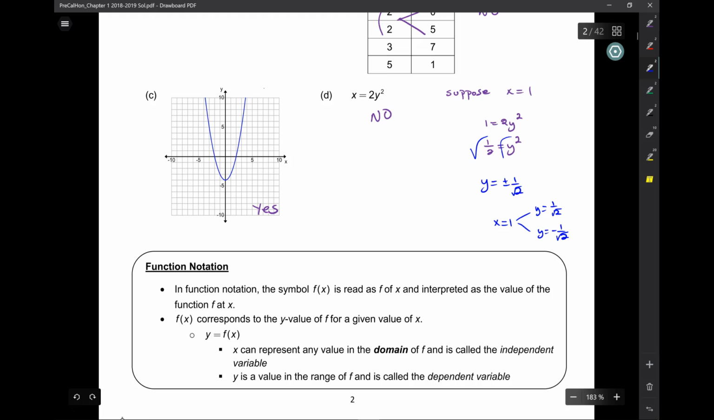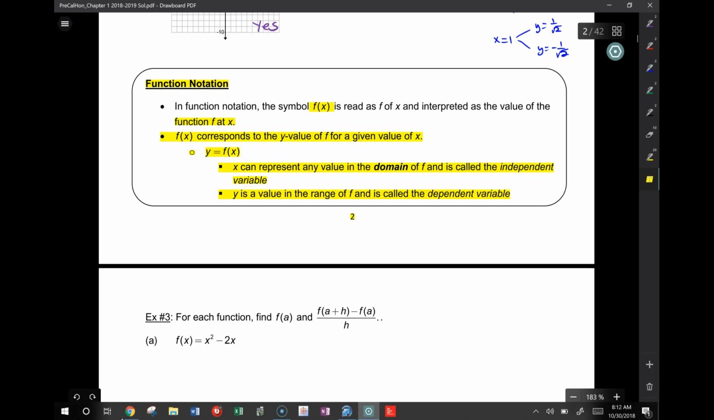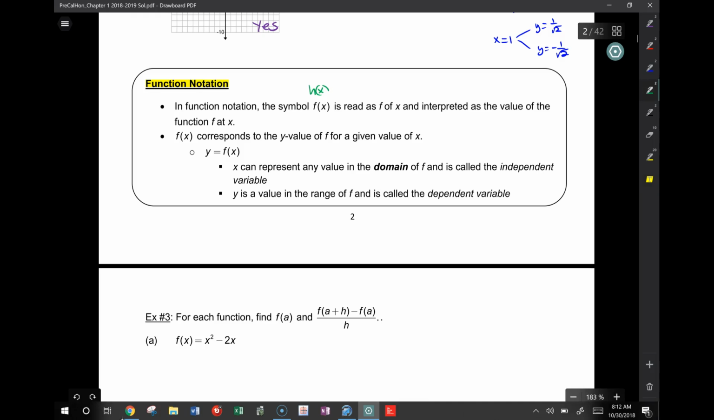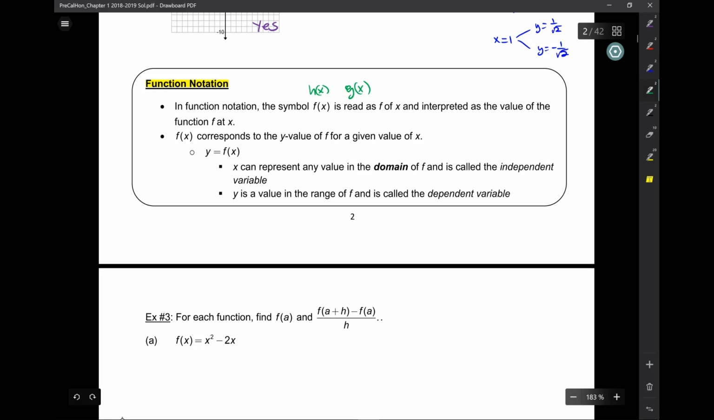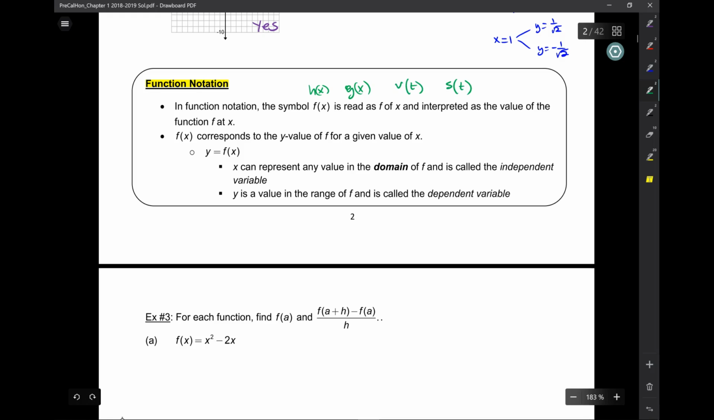Okay, function notation. In function notation, instead of saying y, we use the symbol f of x, right? And it's the same exact thing as y. Now, it doesn't have to be f of x though. It could be h of x, it could be g of x, and it doesn't have to be x. It could be v of t, it could be s of t, it could be whatever you want.